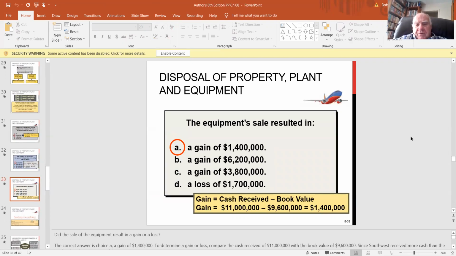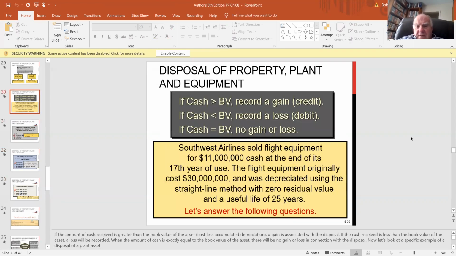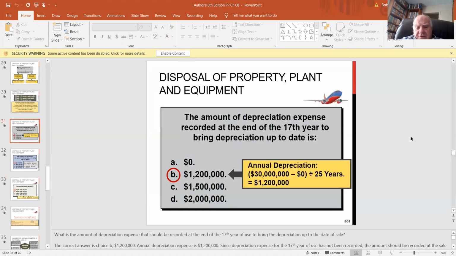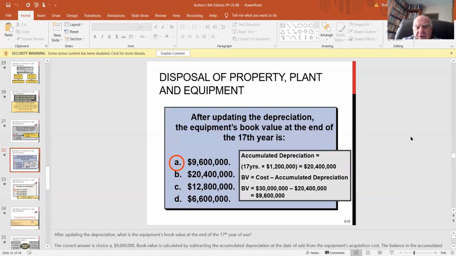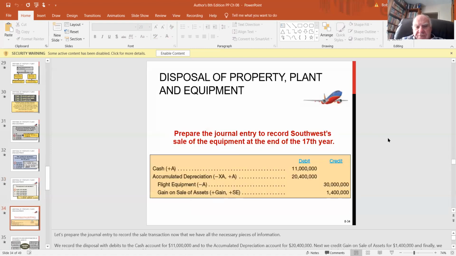So let's see what they ask next. The equipment sale resulted in a gain or a loss. Well, let's see what we're talking about here. How much did they sell it for? They sold it for $11 million. What was the net book value? $9,600,000. You have a gain of $1,400,000. Okay? Net book value minus the cash received equals the gain or loss.